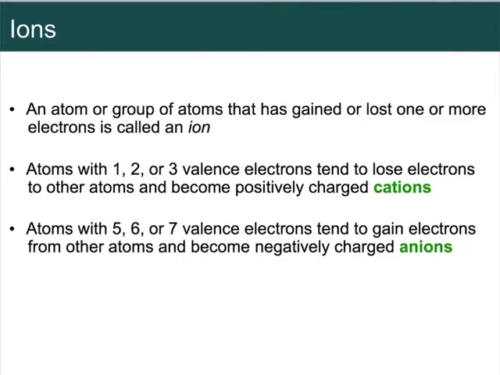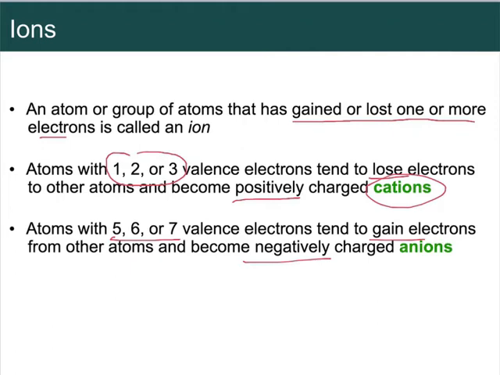So now, different types of atoms can form ions, and that's something that has gained or lost one or more electrons. So if it's gained or lost an electron, it changes its charge. Now if they only have 1 or 2 or 3 valence electrons, they're most likely to lose those electrons. So if they lose a negative, they become positive, and they're called cations. If they have 5, 6, or 7 valence electrons, they're more likely to gain electrons to fill up that valence shell, and they become negative, which is called an anion.